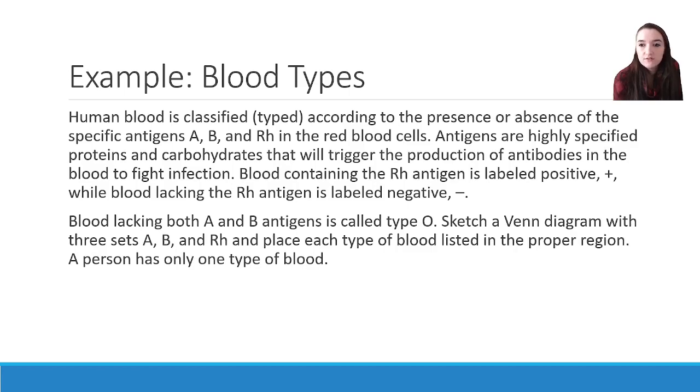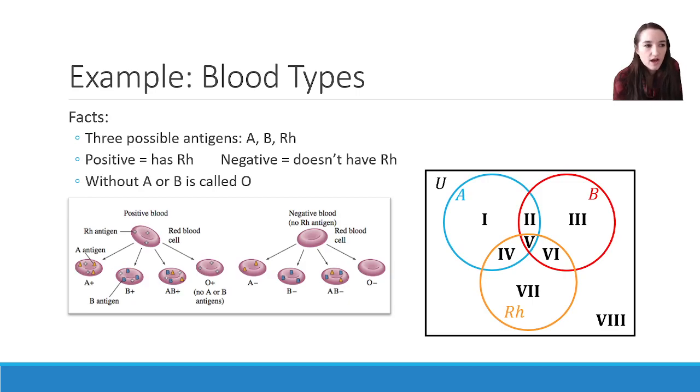So if we wanted to create a Venn diagram of all the possible combinations of antigens that are present, this would actually end up being a 3-part Venn diagram. So here we have facts. There are 3 possible antigens, A, B, and Rh. So if we name these 3 sets A, B, and Rh, then we can label each of the regions based on whether or not we have A, we have B, we have Rh, right? So if it has Rh, it's positive. If it doesn't have Rh, it's negative. And anything without A or B is called O.